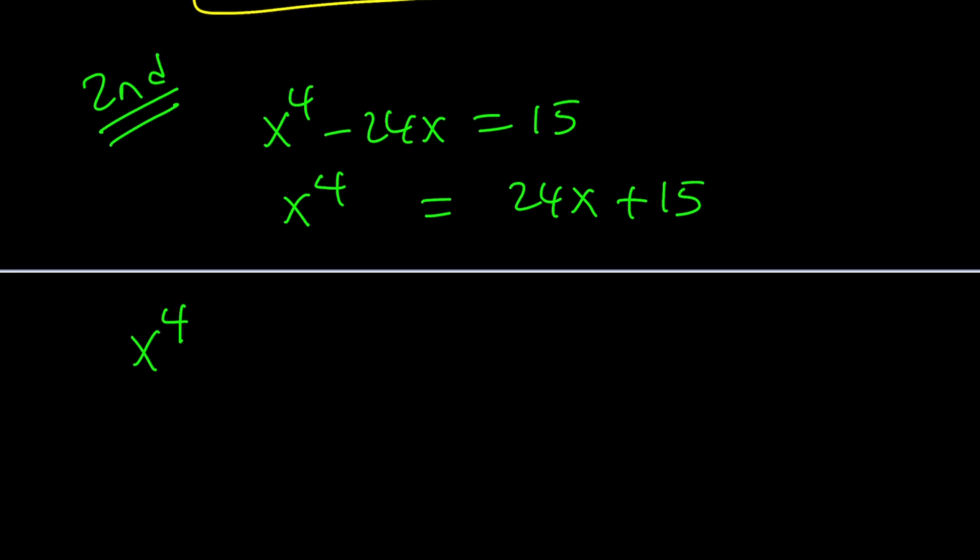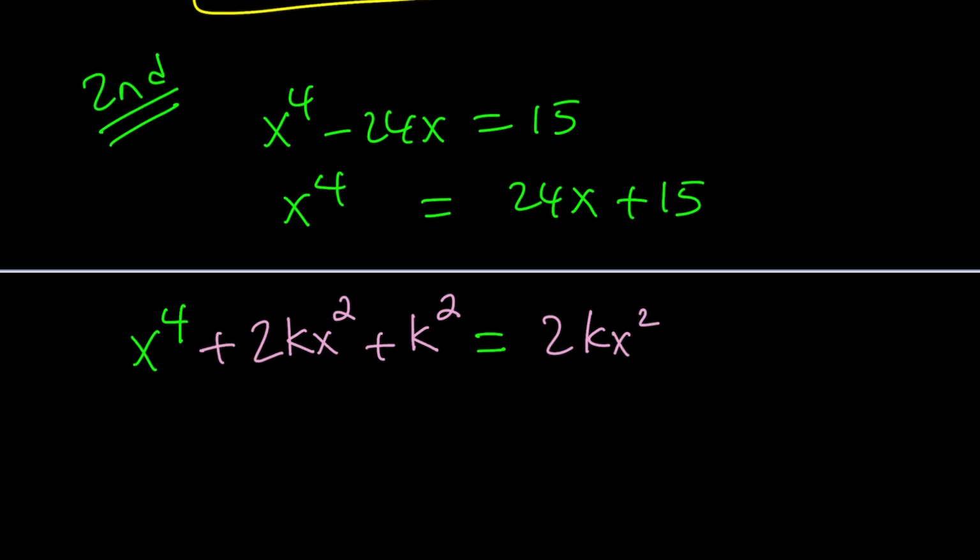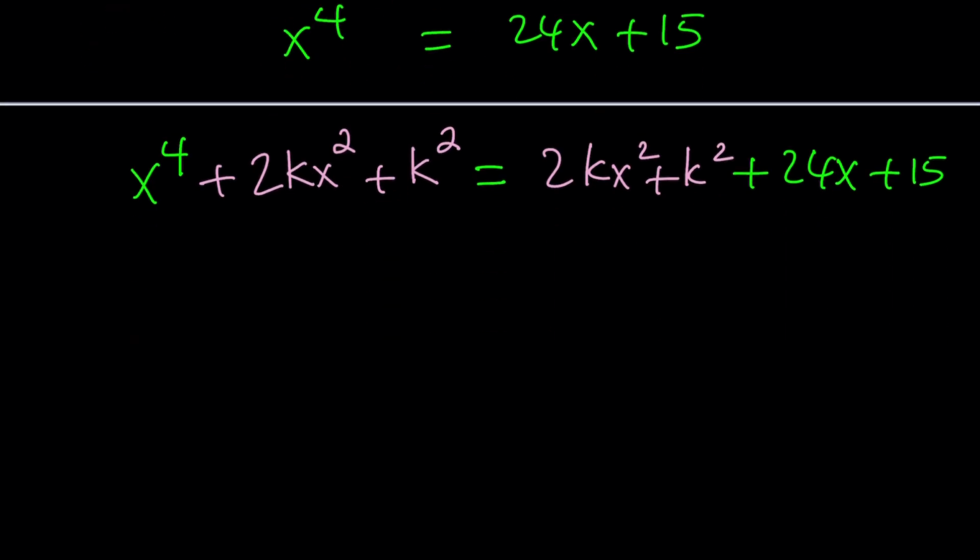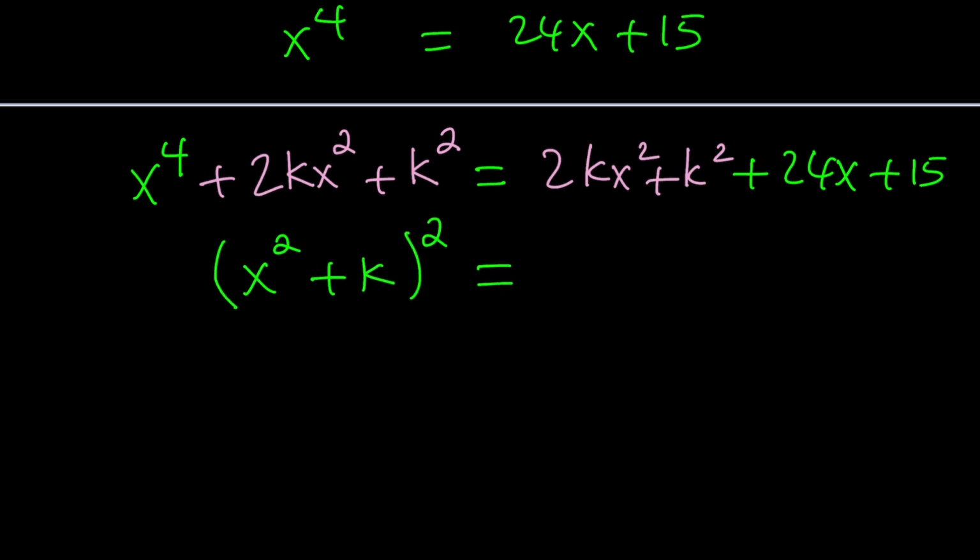So here's how you can do it. We're going to be adding 2kx squared plus k squared. And you'll see in a little bit why this is helpful. And of course, you have to do the same thing on the right-hand side. And then we're going to have something interesting. First of all, on the left-hand side, you're going to get a perfect square, which is nice, right? On the right-hand side, let's arrange these terms a little bit, kind of putting the constants together.